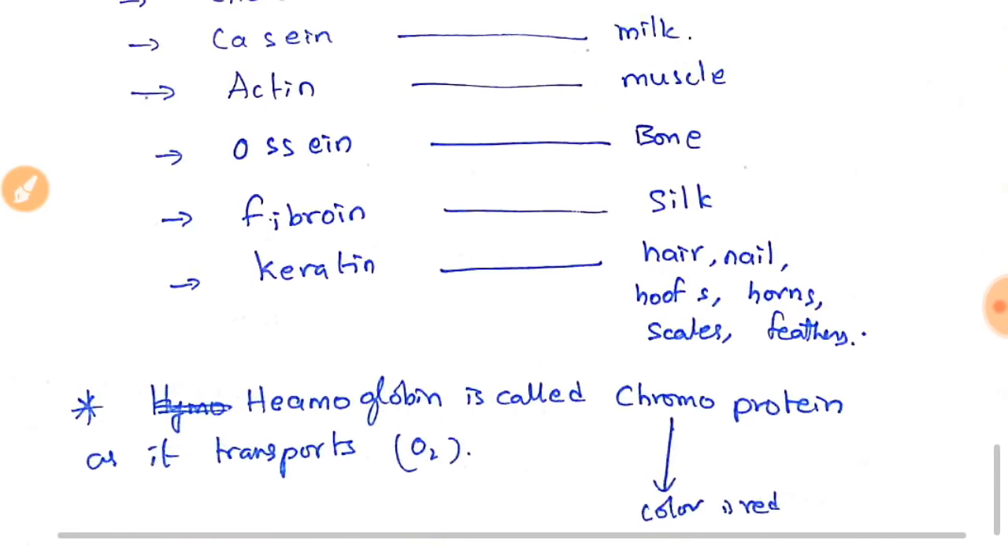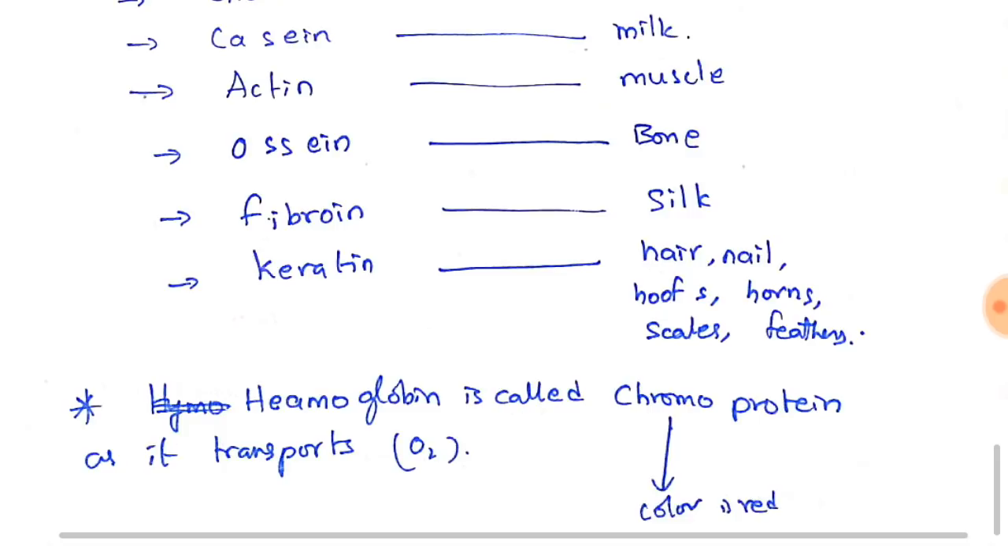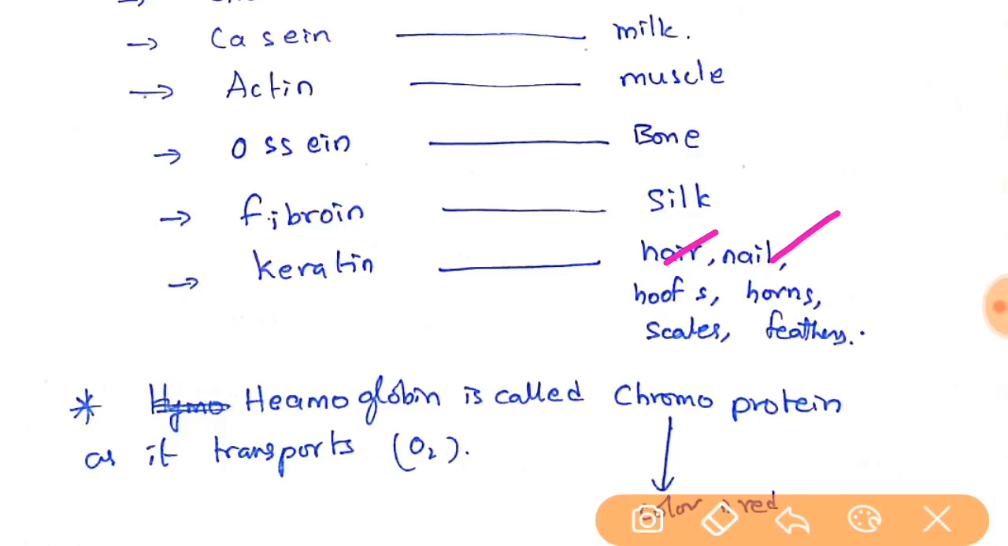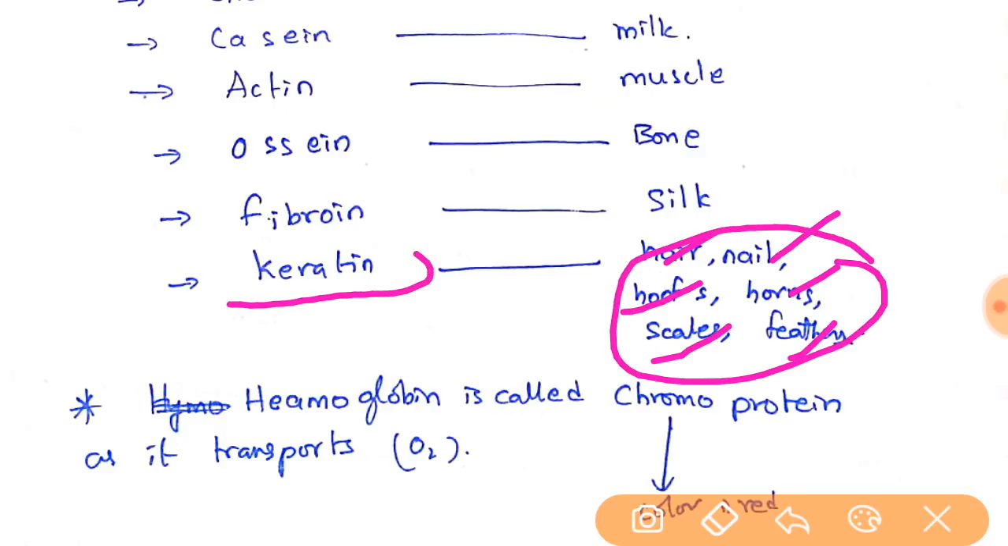An important protein that we can find in hair, nails, hoofs of horse and cattle, horns of cattle, scales of fishes, and feathers of birds. All these are made up of keratin protein. Keratin, very much important. Don't confuse it with carotene. Carotene is a pigment which is in the carrot, which is very different from the protein keratin. Okay, friends.